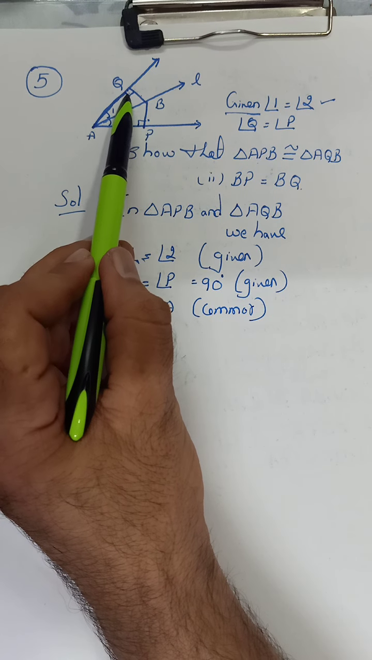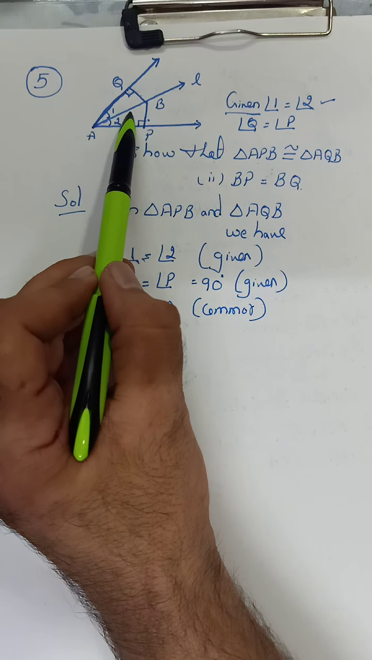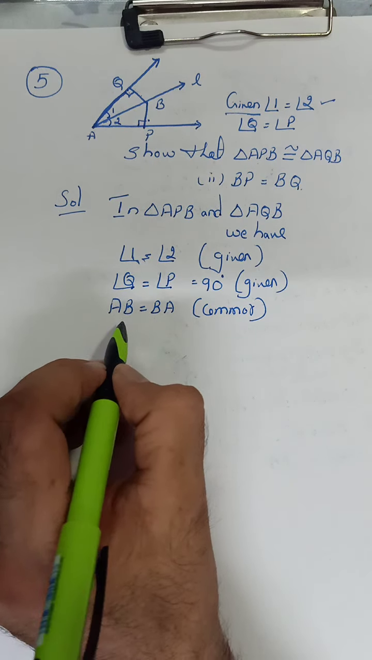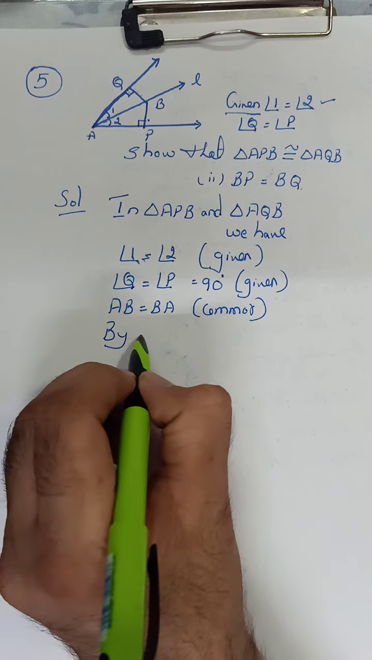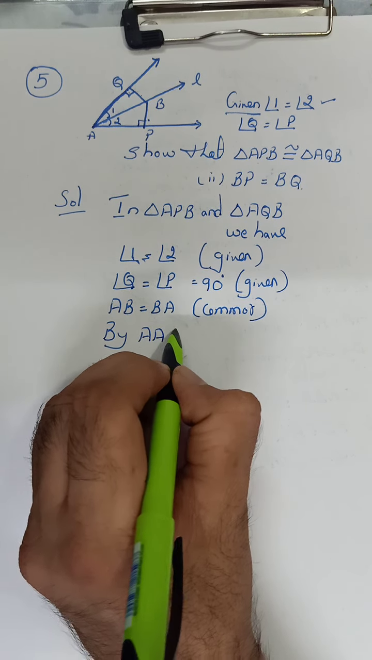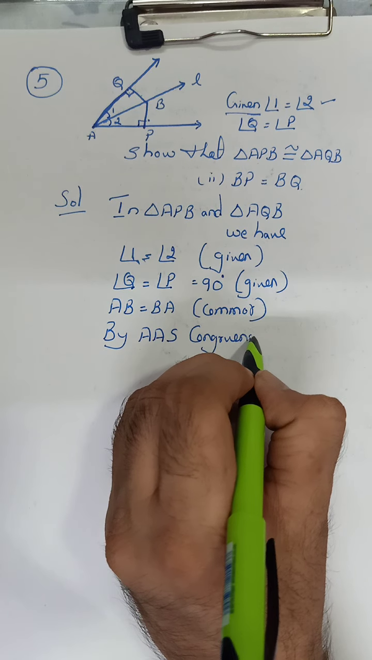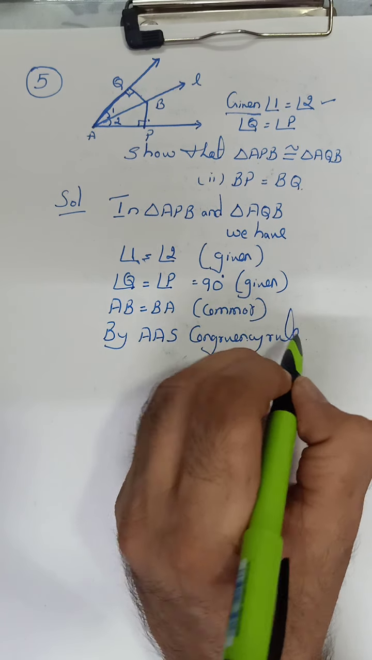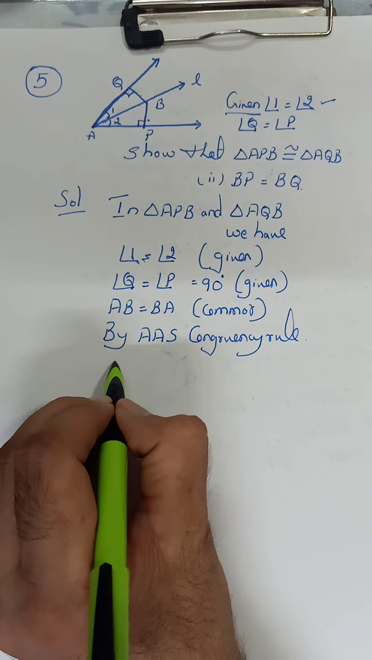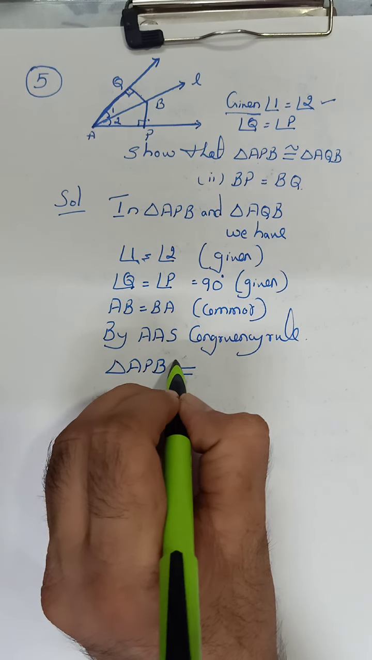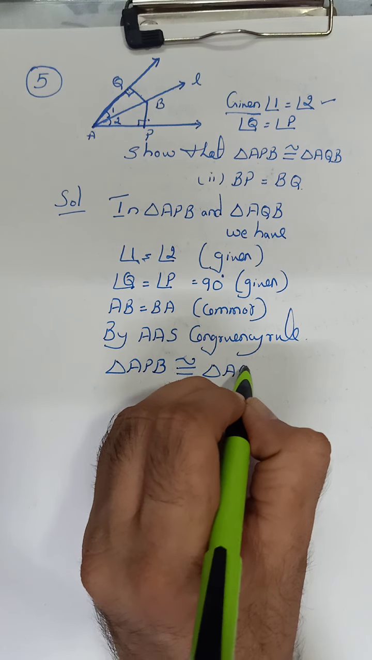देखिए angle side, the same thing that which we have done in the previous question. Angle side. So this is by AAS congruency rule. Triangle ABP is congruent to triangle AQB.